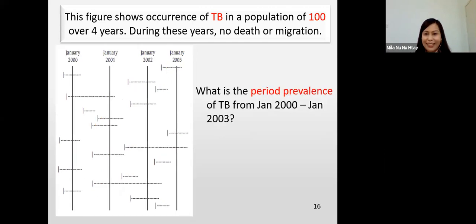Okay, so another similar question. But in this scenario, we are asking what is the period prevalence of tuberculosis from January 2000 until January 2003. So within that 3 years period, how about the prevalence? Prevalence means we include all the cases, so 5 existing cases plus 15 new cases. So the total numerator is 20. Then as we are calculating the prevalence, we can include the total population, so it is 20 over 100. So these are the differences between point prevalence, period prevalence, and incidence.